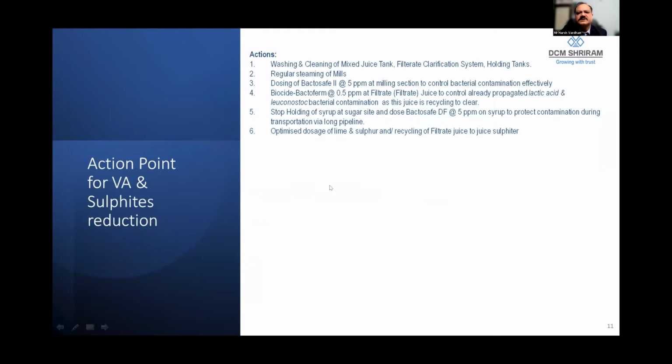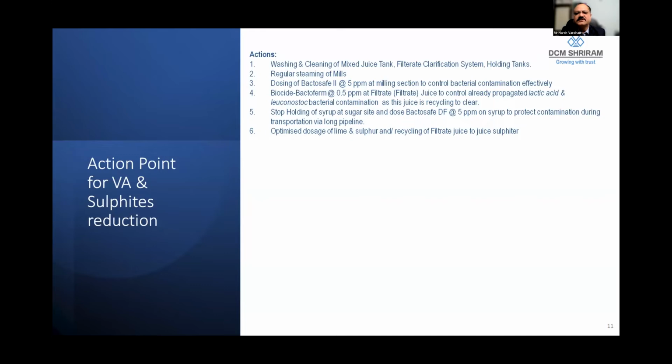So what actions have we taken? We started as usual. Before B heavy came into the picture, there was a great pressure on the sugar technologists for the recovery side. We forgot for a few years that we need to clean the boiling house and take care of its sanitary condition. We again started with syrup cleaning and washing, application of mill sanitary chemicals, filtrate clarification system, regular steaming, and also some specialty chemicals supplied by this catalyst.